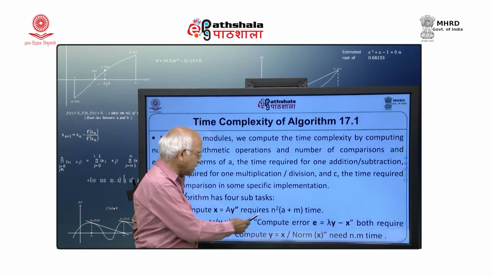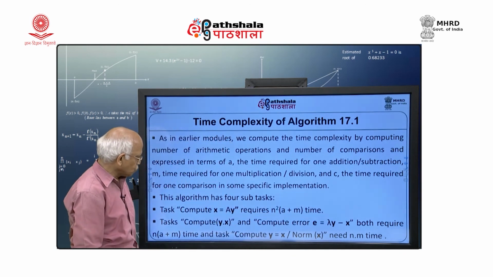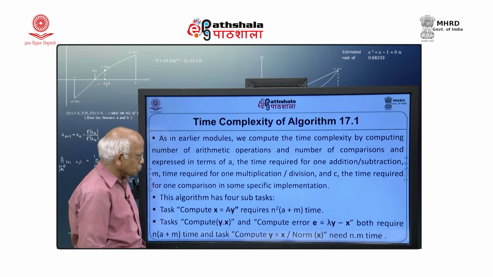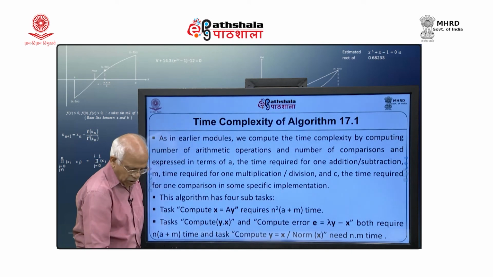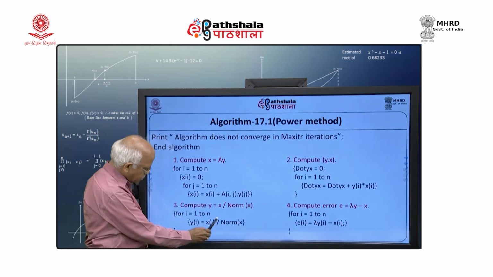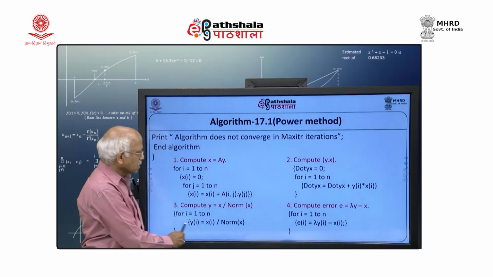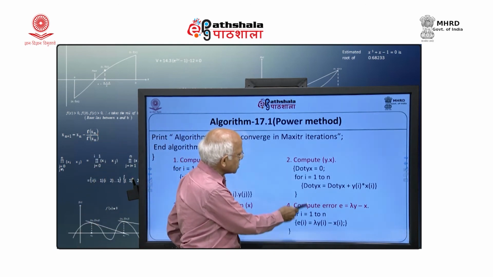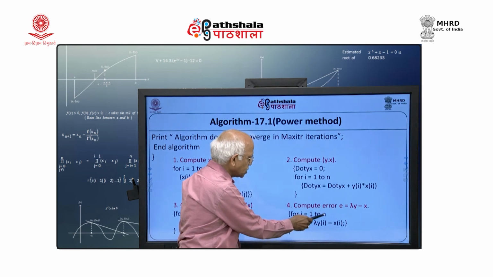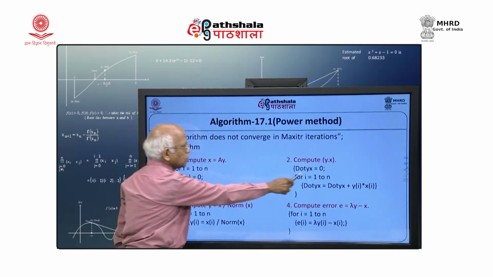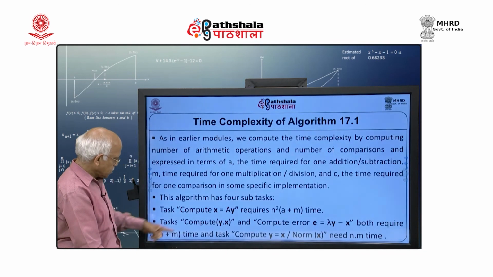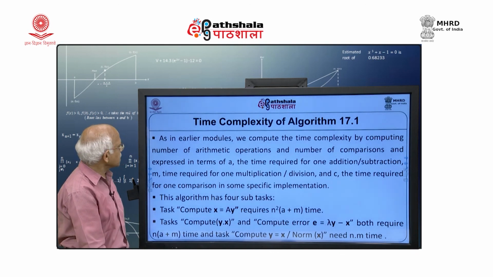That will again involve, and e bar equal to lambda y bar minus x bar, both will require n into (A plus M) time, and the task compute y bar equal to x bar by norm x bar will need n into M time, because you can see what is happening here. There is one division operation, so n times M time for this. Then you can see this and this: in this case, we are getting 1 multiplication and 1 addition, and 1 subtraction and 1 multiplication here. So, like that you always get n into (A plus M) here, n into (A plus M) here, n into M here. That is how you get these small time complexities for these subtasks.